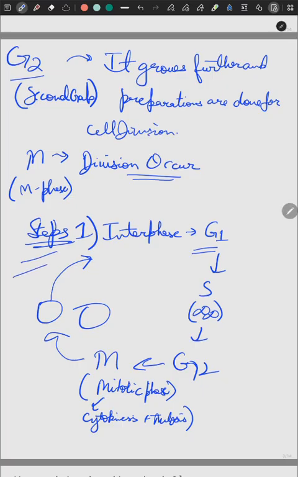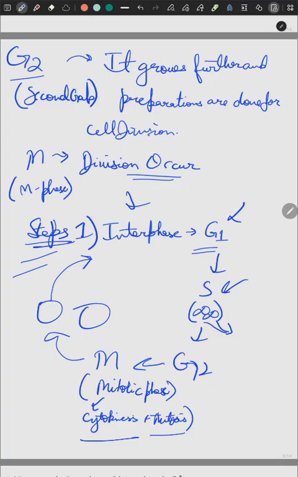So again, recall the steps. First comes interphase, then gap 1. What happens here? The cell grows. Then the S phase: DNA doubles and replicates and converts into chromosomes, but they are not condensed yet. Okay, but they are duplicated. Then second is gap 2, where final preparations are done for the cell division. Then the mitotic phase, where mitosis and cytokinesis take place.